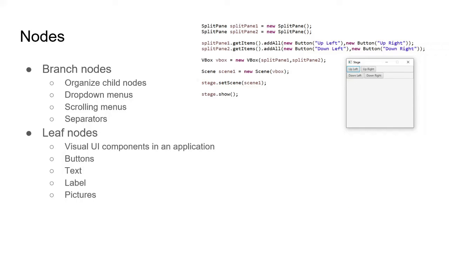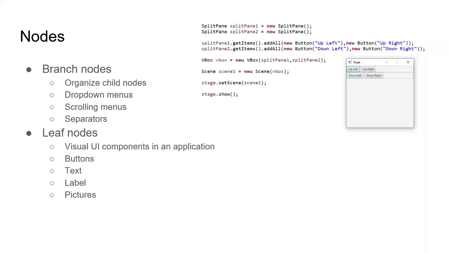So nodes, as I just said, come in branch nodes and leaf nodes. Branch nodes typically organize their child nodes, such as drop-down menus, scrolling menus, or separators, and leaf nodes are typically UI components, like buttons, text, labels, pictures, etc. So you can see we have two split panes, and we have a button up left, up right, and then a button in split pane 2, down left and down right.